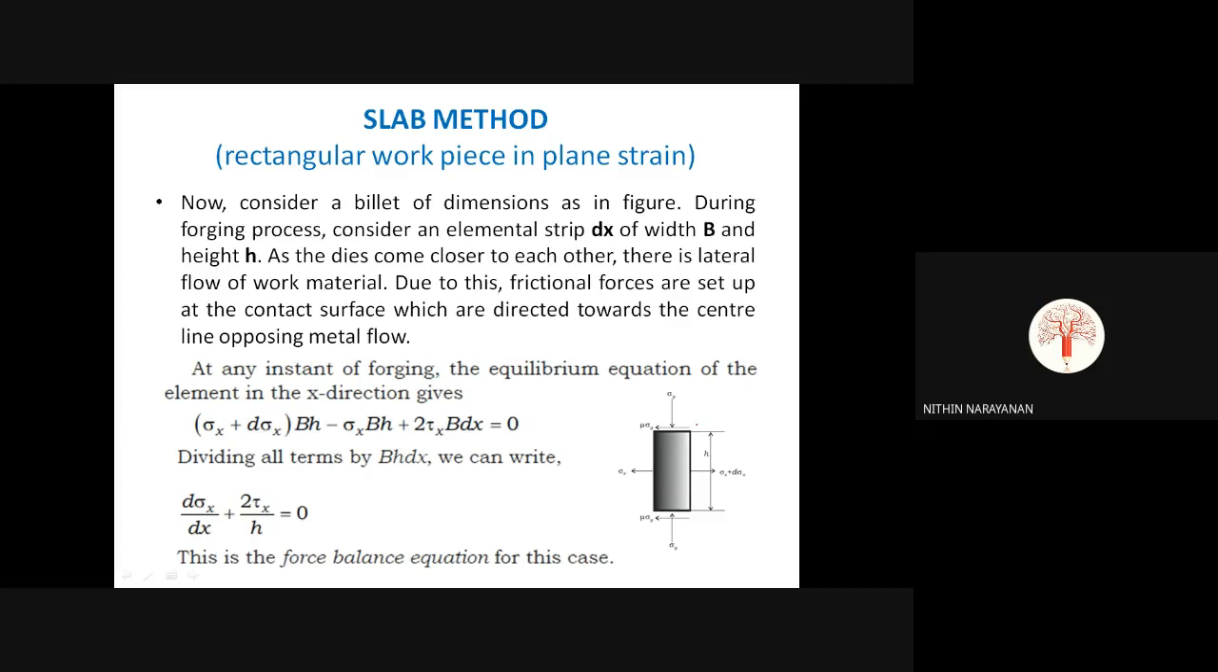And now dividing all the terms by bh into dh, we can write the equation as d sigma h by dh plus 2 tau h by h is equal to 0. This is the force balance equation for the case.